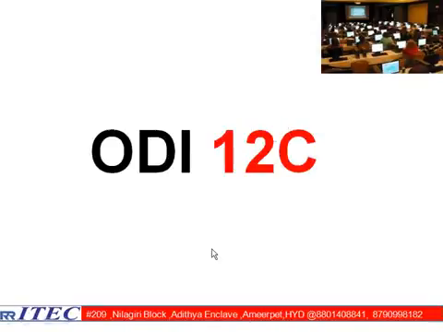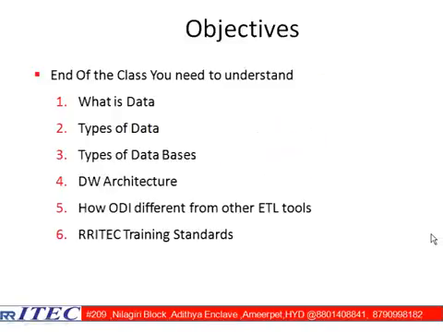We need to understand all of these things. So as part of this 12c demo 1, we are going to understand, by the end of the class, these things. The next one is data warehousing architecture. Data warehousing architecture is common for any combination of the tools.